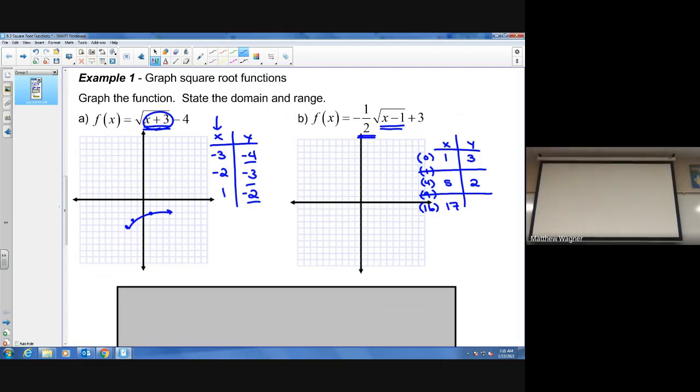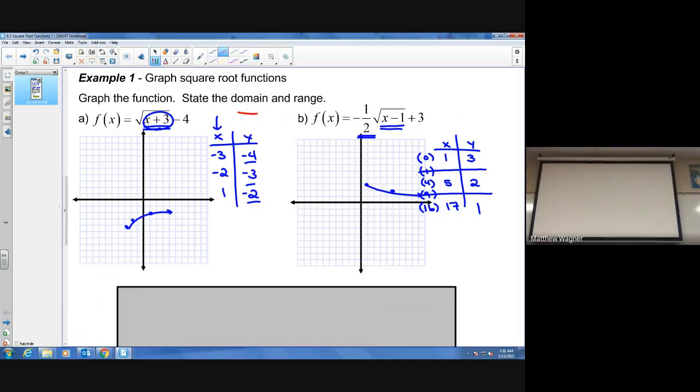17 minus 1 is 16. Square root of 16 is 4. 4 times negative 1/2 is negative 2. Negative 2 plus 3 is 1. All right. So we have our 3 points. We have 1, 3, 2, 3, 4, 5, 2. And then 17, 1 is going to be way over there. But it's a much flatter curve.